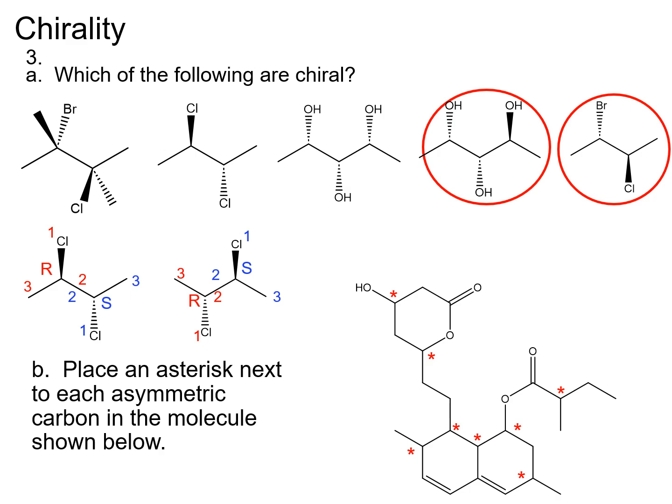It depends on the question. If it's asking if something is chiral, I would draw the mirror image. In the next question, I give you two structures, and then I wouldn't draw the mirror image of those. I would just assign R and S. Does that make sense? But if they're asking me if something's chiral or not, I would.